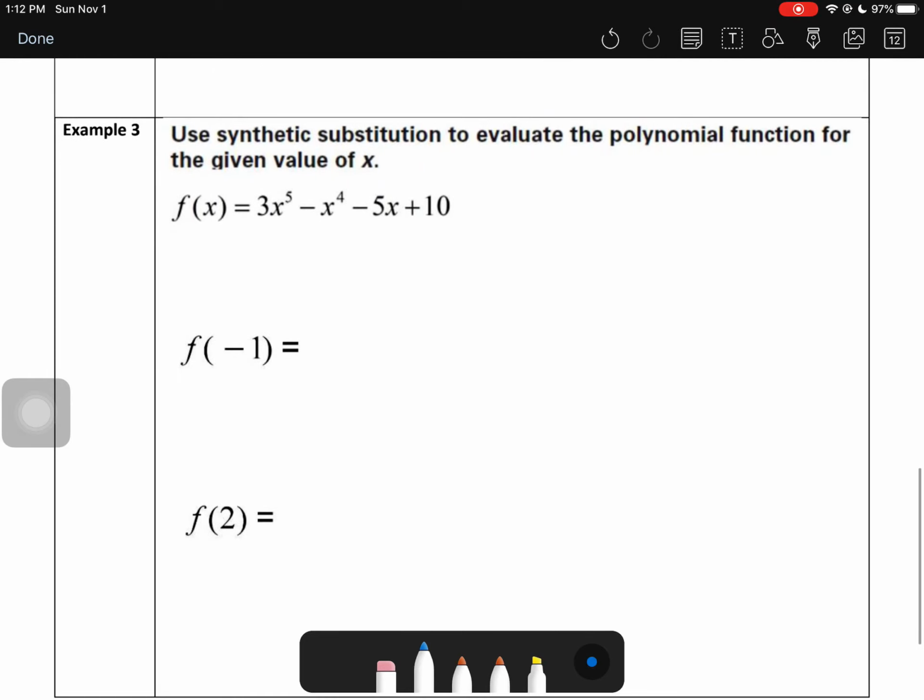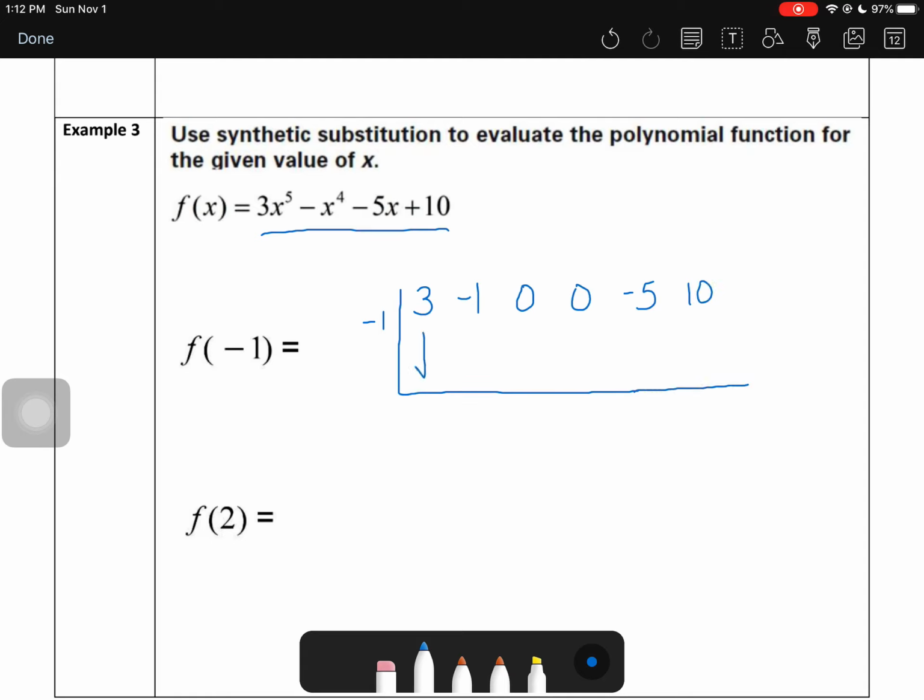Next, synthetic substitution. We have 3x to the 5th minus x to the 4th minus 5x plus 10. It is in standard form, so we're going to put our -1 on the outside. 3x to the 5th, a -1x to the 4th. There is no x cubed, there is no x squared. We have a -5 in front of our x, and our final constant value is 10.